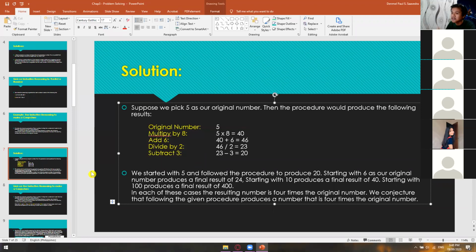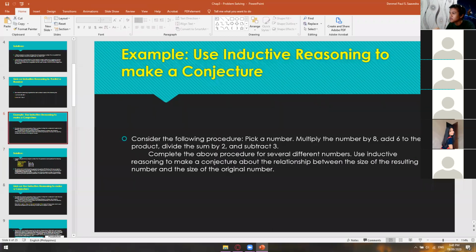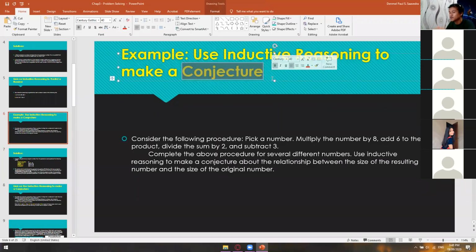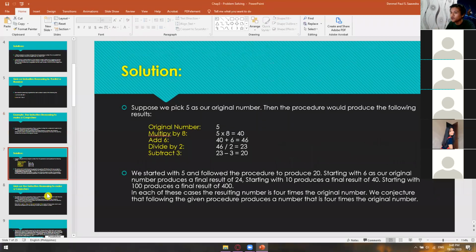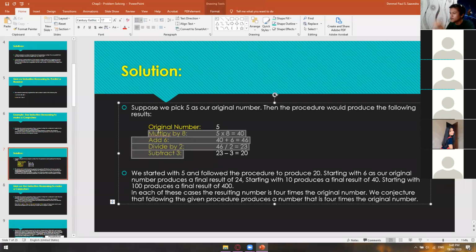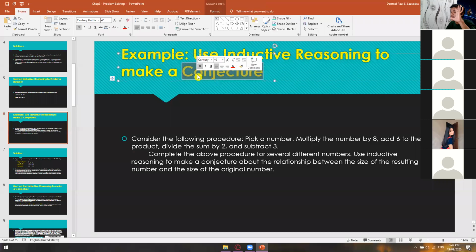So, this one is, again, an example of inductive reasoning since we used examples wherein the first example is 5. Second is 6. Next one is 10. And then 100. Okay, so are we clear on this one? This is very easy. Wherein we call this inductive reasoning to make a conjecture. So conjecture is like deducing. Like you're assuming that these are the answers using those formulas. So who did not follow, or did all of you get the concept of conjecture?